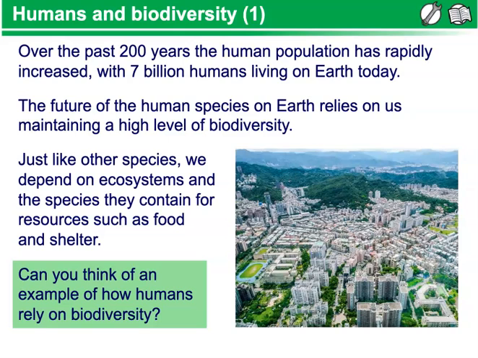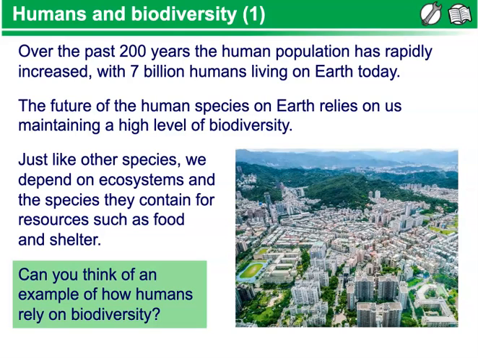We have an interaction with all ecosystems, and we influence biodiversity, more so than any other organism on the planet. Over the past 200 years, our population has rapidly increased, with 7 billion humans living on Earth today. The future of the human species on Earth relies on us maintaining a high level of biodiversity.